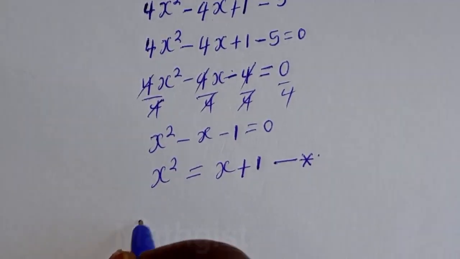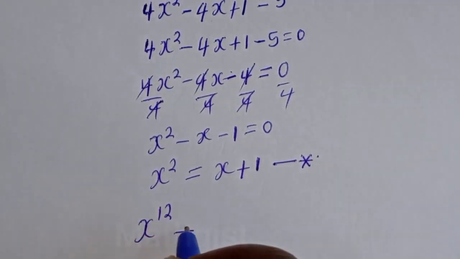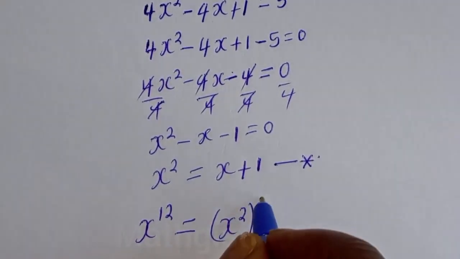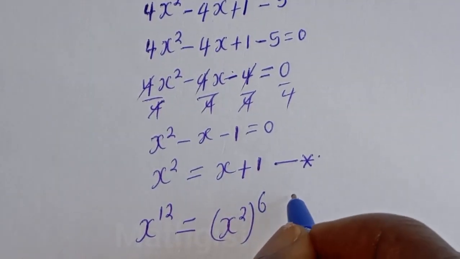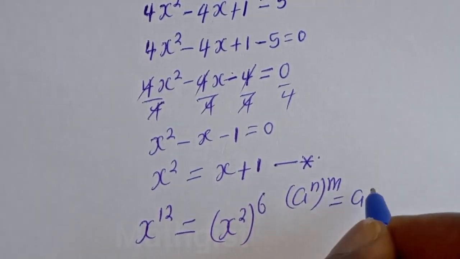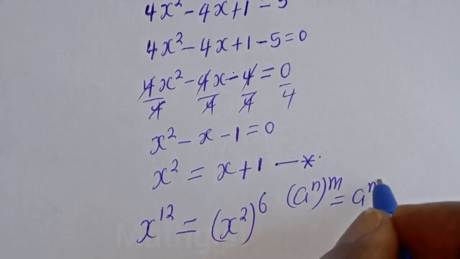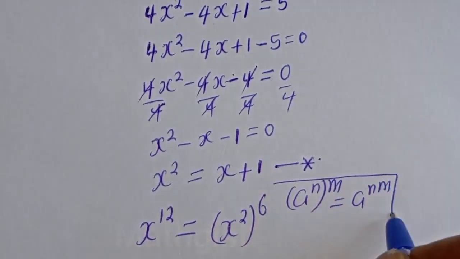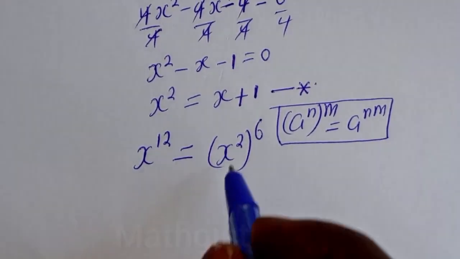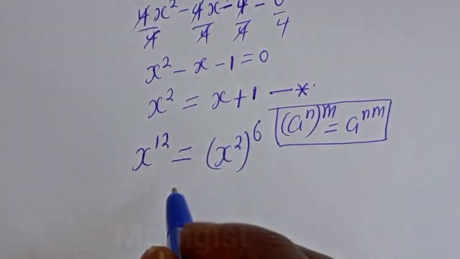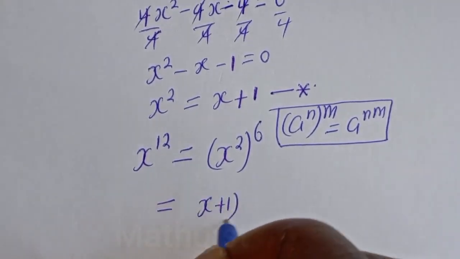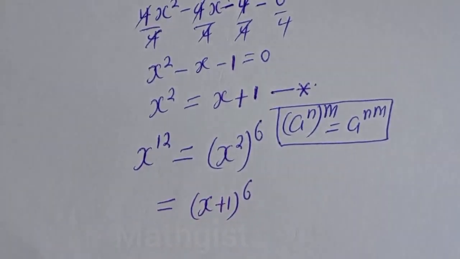But we know that x raised to power 12 can be written as x squared to the power of 6. That is from the exponential rule that if you have a raised to power n, to the power of m, this is equal to a raised to power nm. Then we know that x squared is x plus 1. Let's substitute. This is equal to x plus 1 to the power of 6.